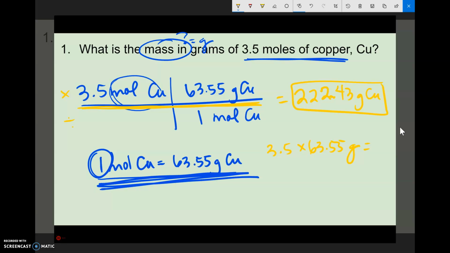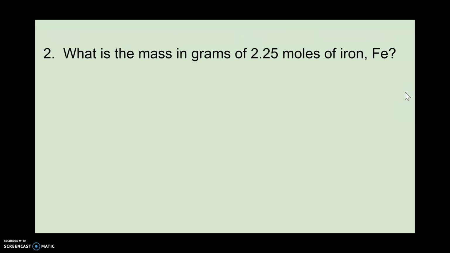Now notice here on your problem, since we have moles of copper on this upper left-hand side, we have moles of copper on the bottom right side. Because we're dividing, this unit cancels and we're left with grams of copper, which is what the question's asking for. So all we're doing here is multiplying by the mass. Okay, let's do another problem.